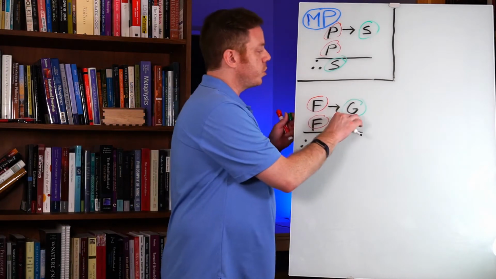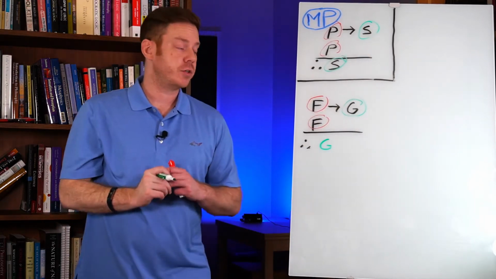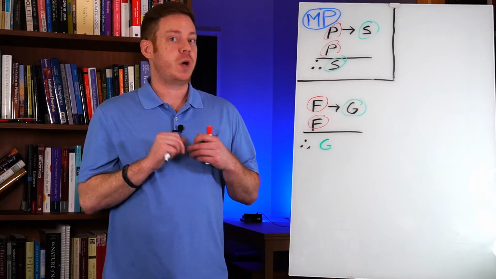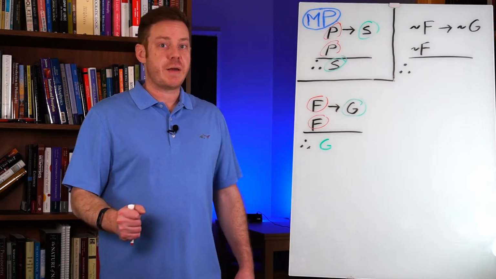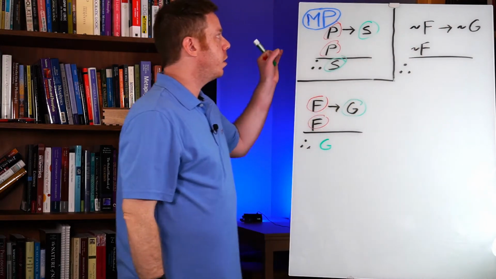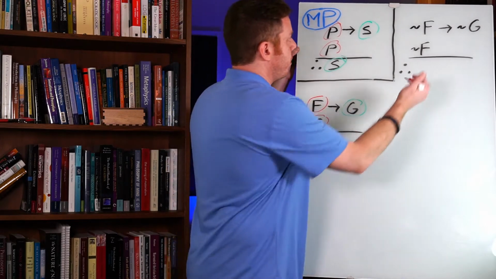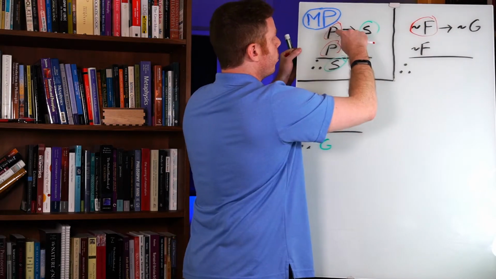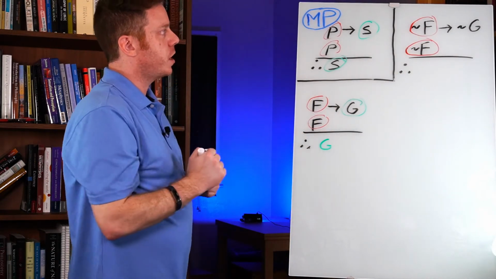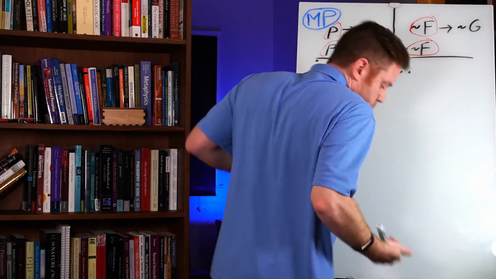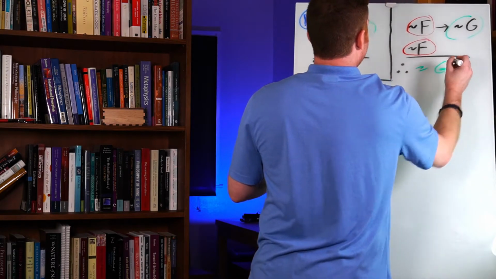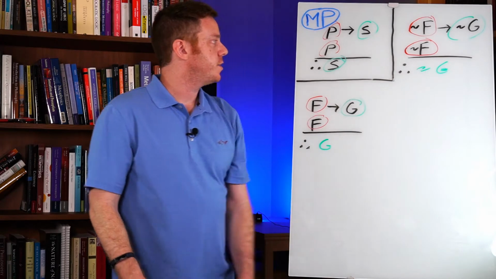And of course, you can replace these lowercase letters with a simple atomic statement, but you can also replace them with more complex statements. In this example, now we have not F. If not F, then not G. Well, instead of just replacing P with F, we could actually replace it with not F. So everywhere P occurs, we replace it with not F. And then everywhere S occurs, let's replace it with not G. So if we replace it with not G, then of course now our result is not G.